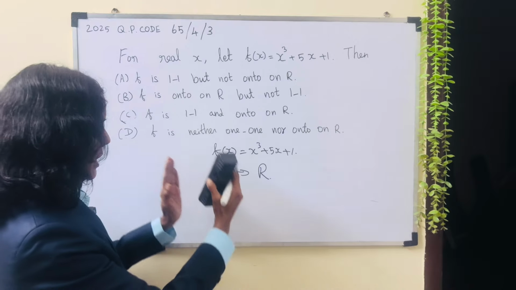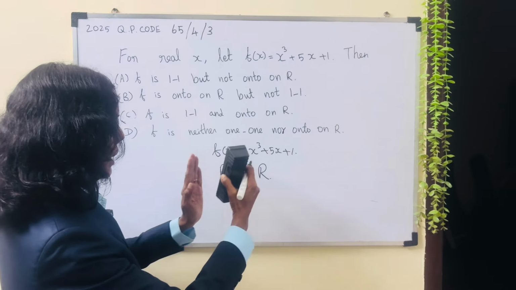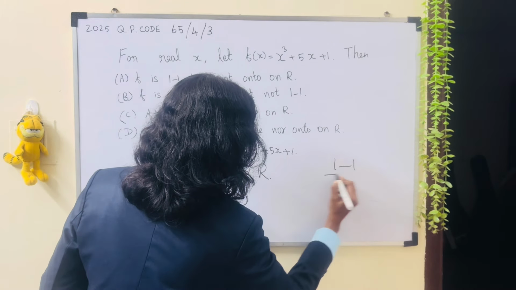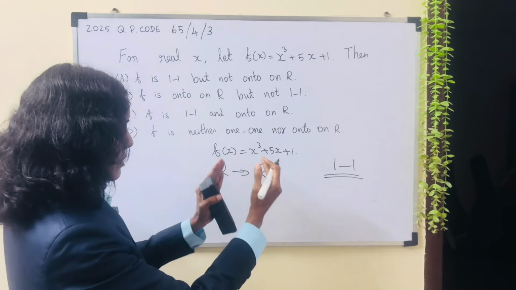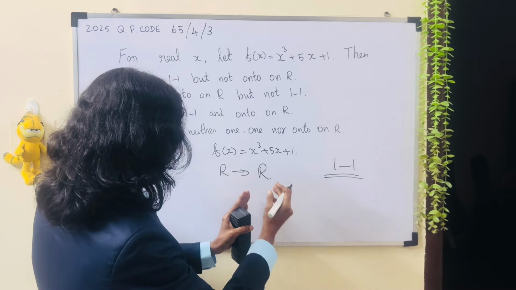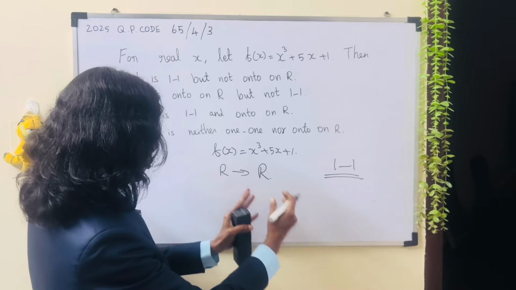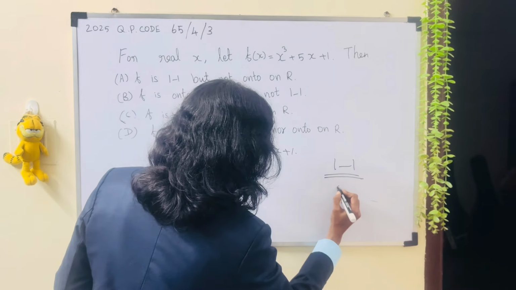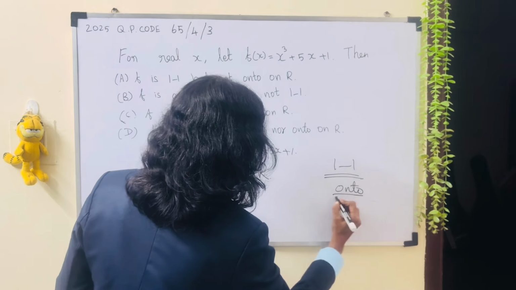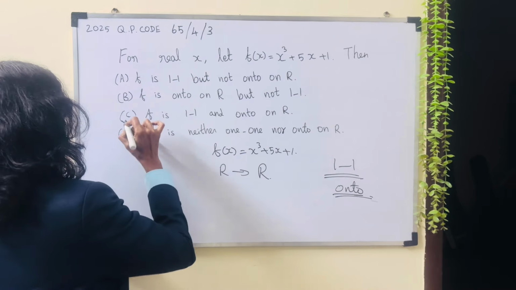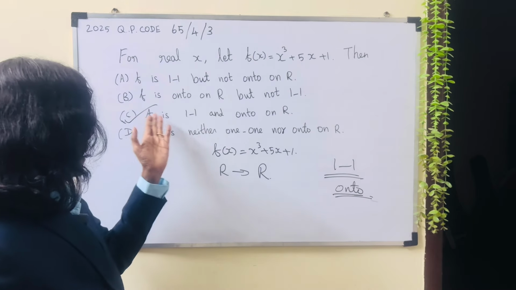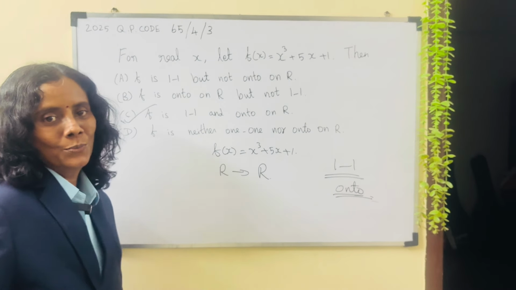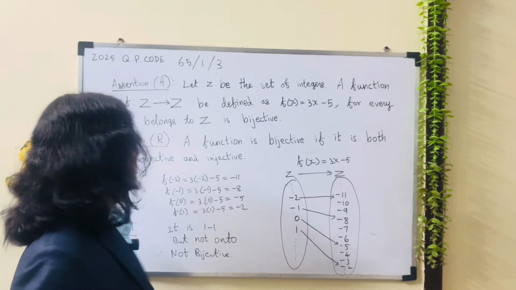அதாவது இந்த டொமைனில் இருக்க ஒரு ஒரு எலிமெண்ட்டுக்கும் யூனிக் இமேஜ் இருக்குது. ஸோ இந்த ஃபங்க்ஷன் 1 to 1. அதே மாதிரி கோடொமைனில் இருக்க ஒரு ஒரு எலிமெண்ட்டுக்கும் ஒரு ப்ரீ இமேஜும் இருக்குது. ஸோ இந்த ஃபங்க்ஷன் onto-ஆகவும் இருக்கும். So option C is right. F is 1 to 1 and onto on R.